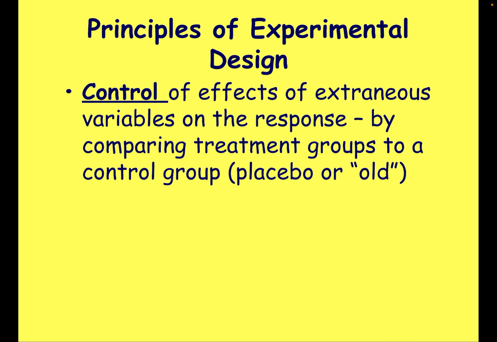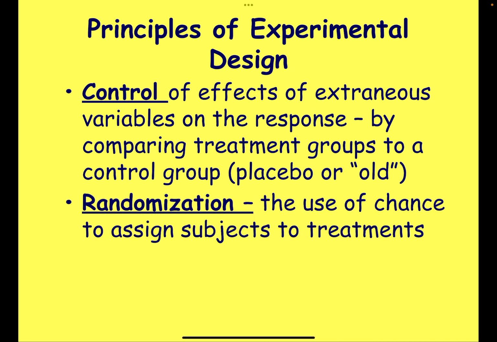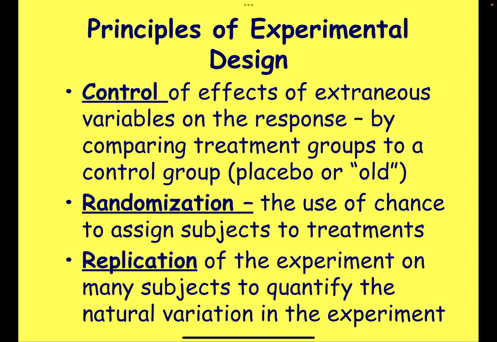product. In addition to having a control group or something to control the extraneous effects of outside variables, we also want to use randomization, okay? Randomization in experiments comes in when you're assigning your subjects to your treatments, okay? It's not about randomization of the treatment to the person, but the subject to the treatment itself. In addition, we cannot have one person in each treatment, but rather we have to be able to replicate the experiment on many subjects to quantify the natural variation in the experiment.